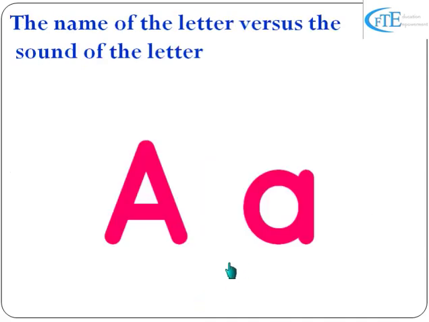Now, in phonics, we look at two aspects of a letter. A letter has a name and certain sounds associated with it. For example, this letter has the name A. And one of the sounds associated with this letter is the short a sound. For example, "and." Did you notice the a sound at the beginning of that word?